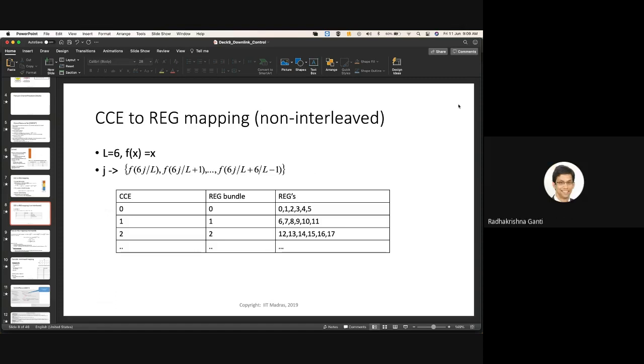In the non-interleaved case, what happens? f of x is equal to x. That means it's an identity map. So j will be mapped to f of 6j by L, and f of 6j by L is equal to 6j by L. If L is equal to 6, this 6 and 6 get cancelled, so it will be mapped to j. The 0th CCE will map to the 0th bundle, the first CCE will map to the first bundle, the second CCE will map to the second bundle. Is this clear?